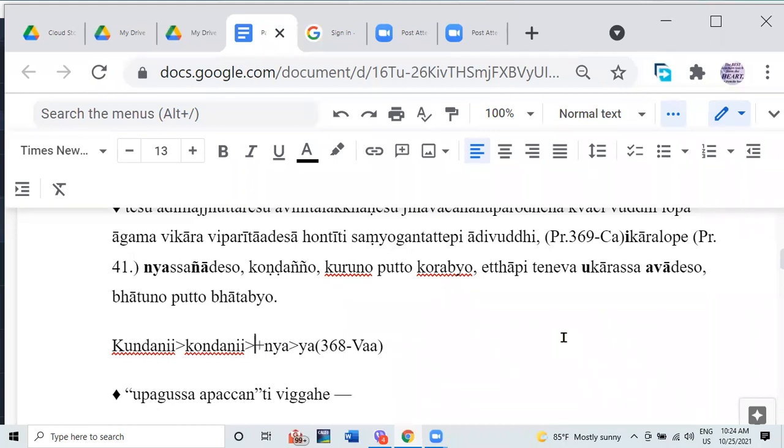Kondani should be Kondani. I think it's a spelling mistake. Yes, it should be long E. Long E, Kondani. Okay, so the E of Kondani is dropped. At the time we have Kond.